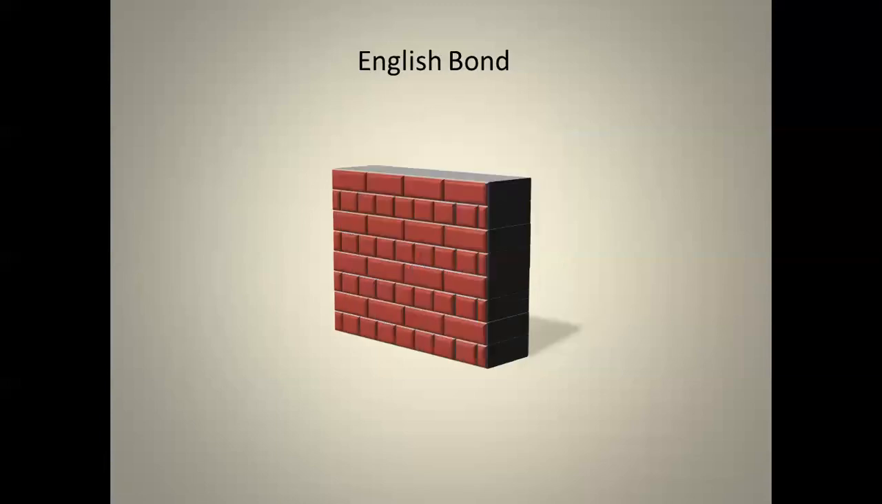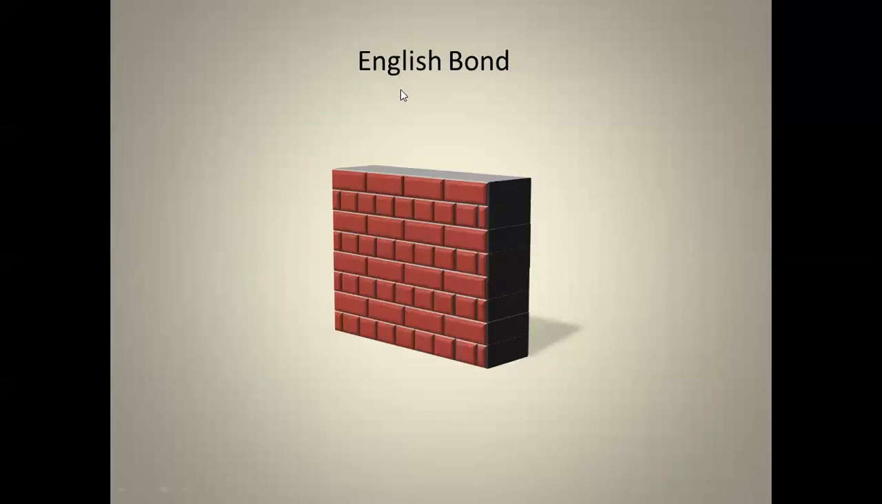Next one is the English bond. What is meant by English bond is, in one course we will have a header and in another a stretcher, then again header, stretcher, header, stretcher, header, stretcher. This kind of bond is known as English bond. This can be used for the external partition wall as well as the internal partition wall.